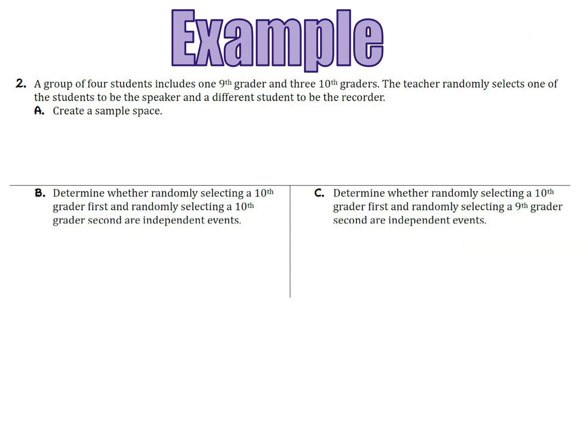All right, example 2. A group of 4 students includes 1 9th grader and 3 10th graders. The teacher randomly selects one of the students to be the speaker and a different student to be the recorder. So I'm going to use purple for speaker, and green for recorder. And since I don't want to write out the words 9th and 10th graders, there's only 1 9th grader, so I'm going to let 9 be the 9th grader.